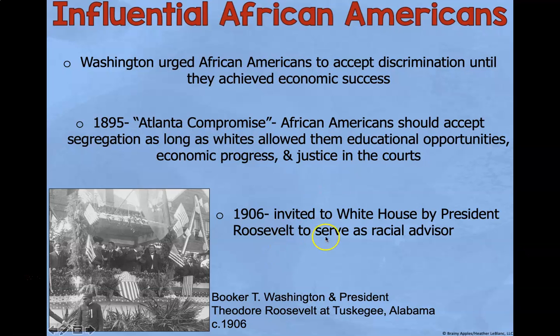In 1906, he was invited to the White House by President Roosevelt, and he served as a racial advisor. And this is a picture here. Booker T. Washington and President Roosevelt at Tuskegee, Alabama in 1906. So Roosevelt came down to see the college campus.